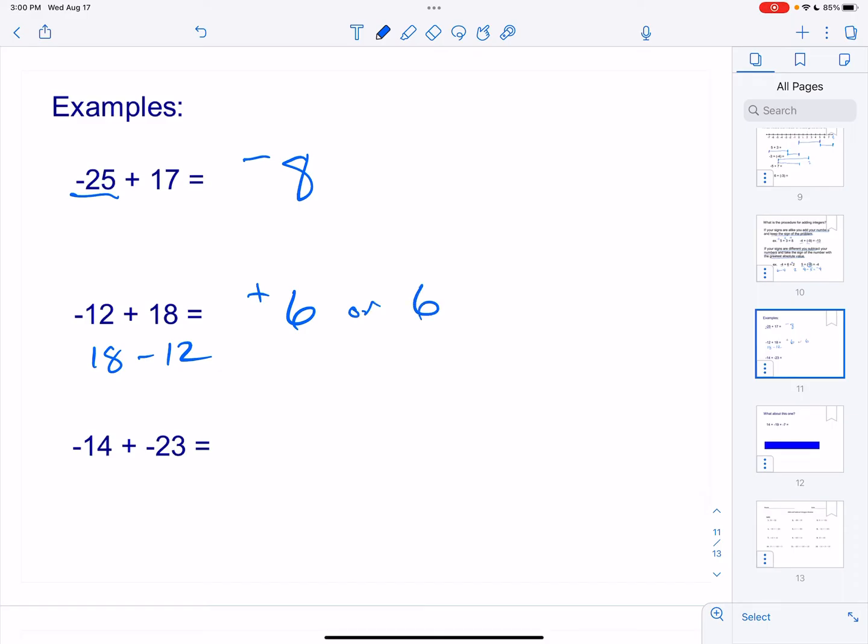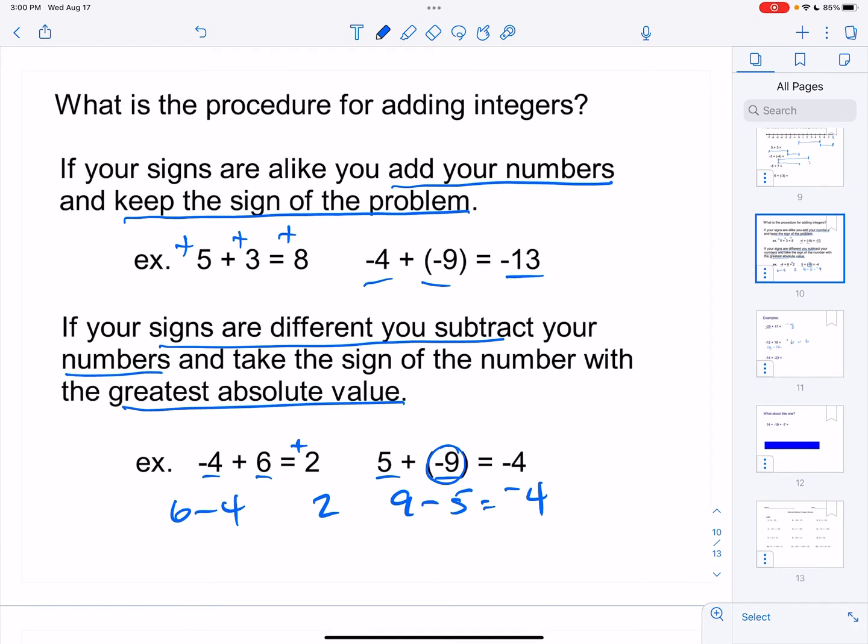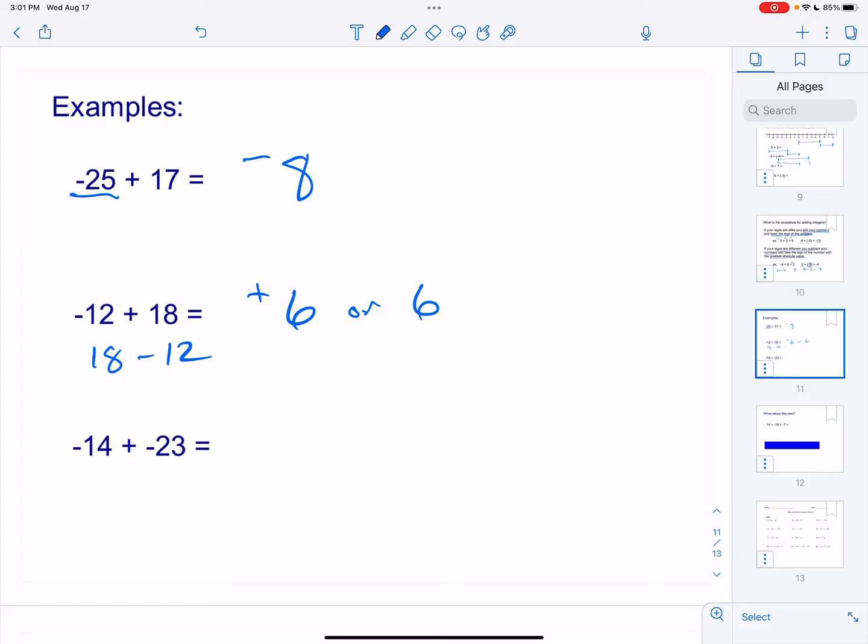Now, -14 plus -23. In this particular problem, my signs are alike. So what does it say that we're going to do? My signs are alike. You're going to add your numbers and keep the sign of the problem. So we're going to do 14 plus 23, which will give us 37. And because we've got a negative here and a negative here, my answer is going to be more negative, -37.